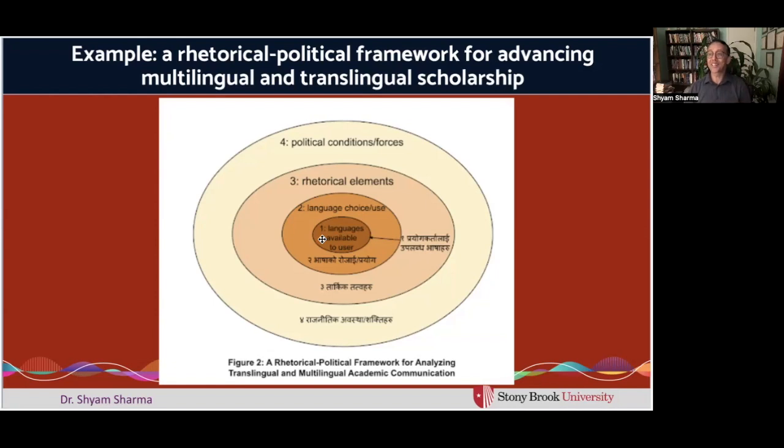But in order to do that, you really have to understand the politics of language. If a certain language is respected and another language is not respected, the communicative purpose is going to be sidelined by the political domination of a language upon others. So we were unpacking how using that rhetorical political framework would allow us to promote multilingual scholarship. That's the methodological framework that we developed, and we demonstrated how to practice multilingual scholarship.